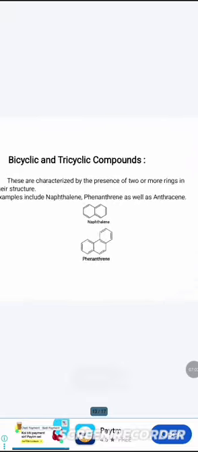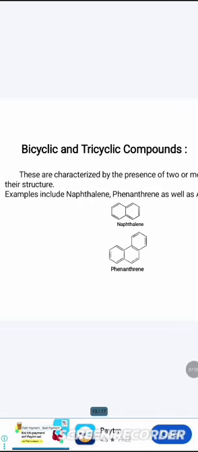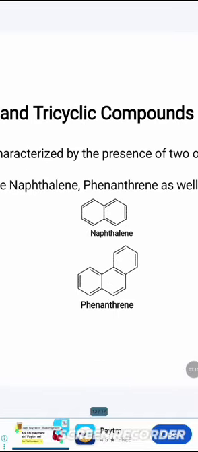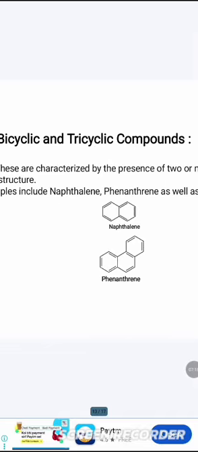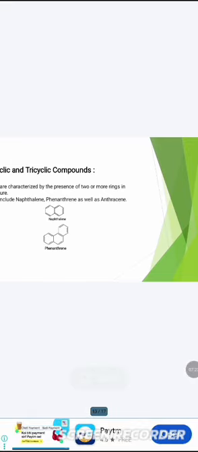The next one, bicyclic or tricyclic compounds. These are characterized by the presence of two benzene rings attached, which is known as a bicyclic compound. When three benzene rings are attached, these are known as tricyclic compounds. For example, a bicyclic compound example is naphthalene, and tricyclic compound examples are phenanthrene and anthracene.